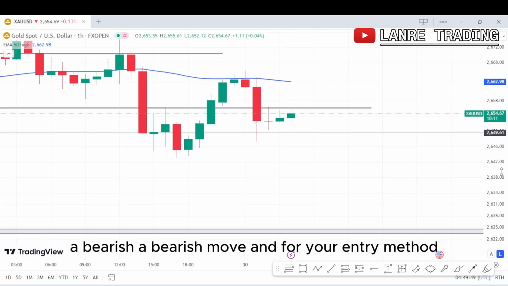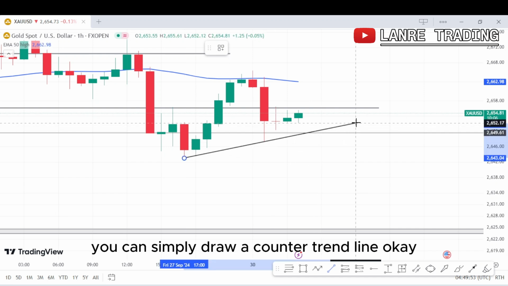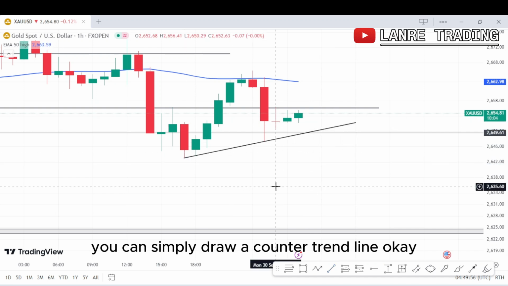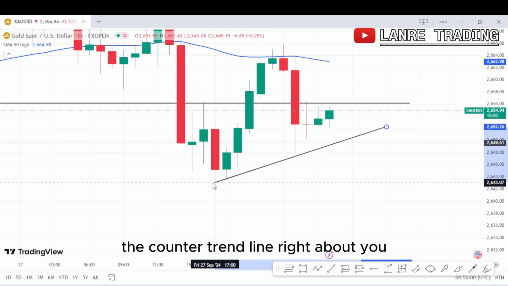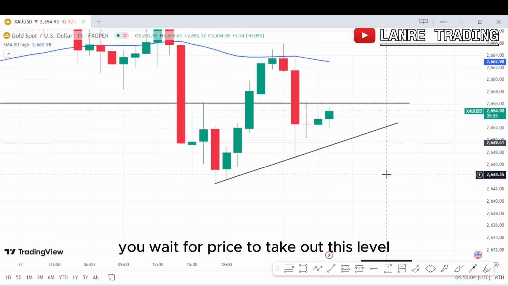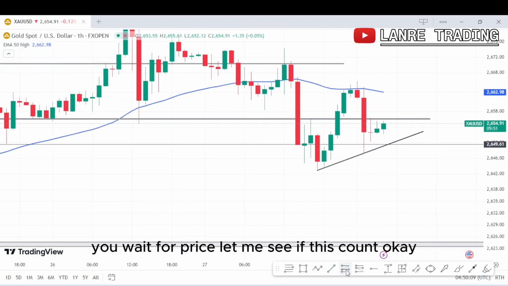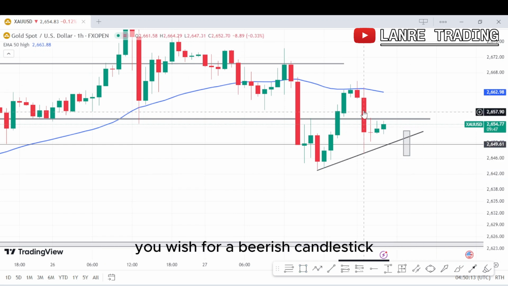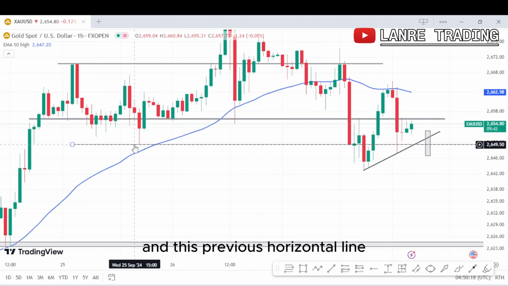And for your entry method, let me quickly show you this. For this entry method, you can simply draw a counter trend line right about here. So this will be your entry. You wait for price to take out this level right about here. You wait for a bearish candlestick to take out this counter trend line and this previous horizontal line.